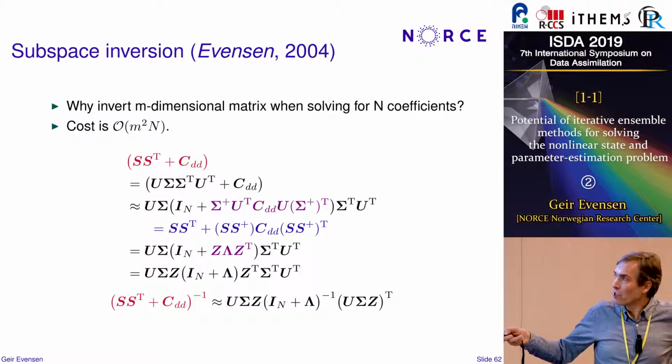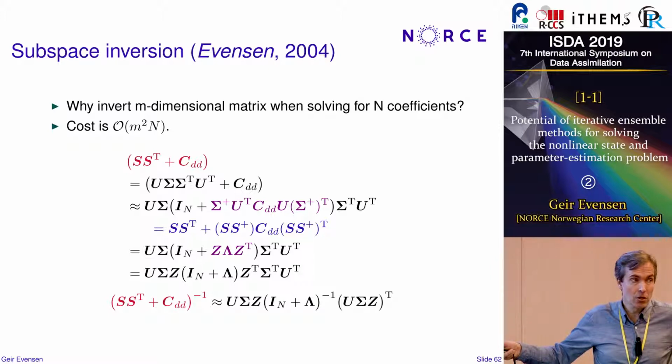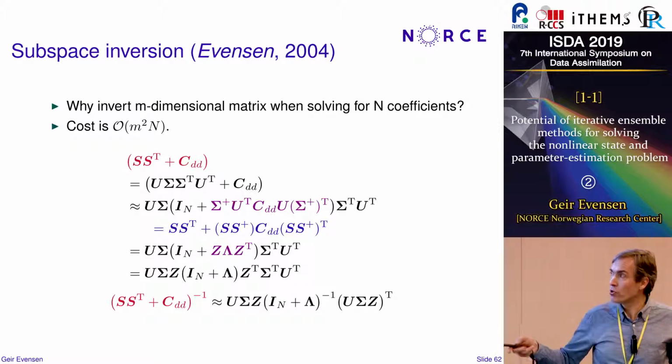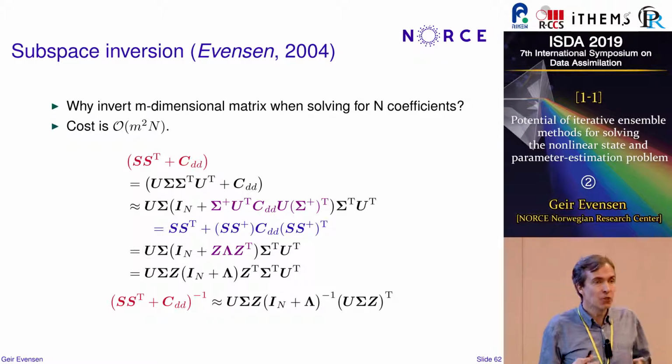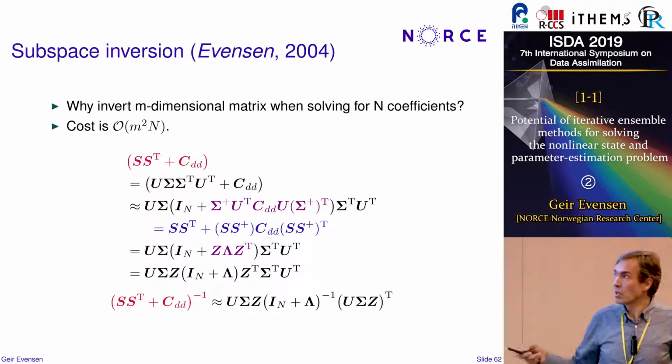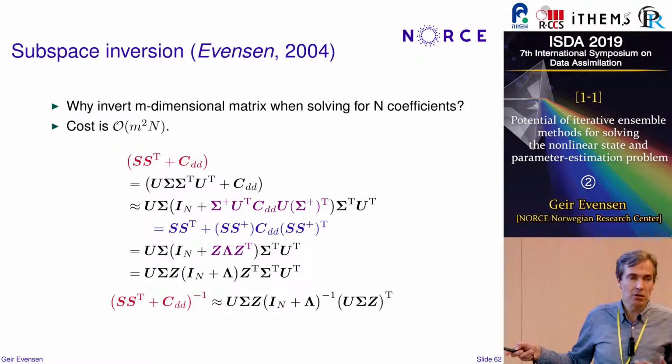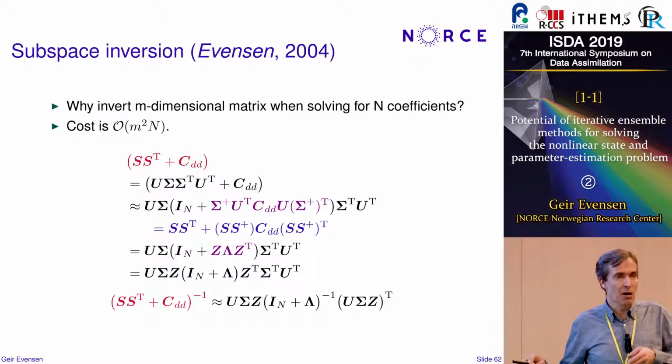And if you continue from here, you end up with a really simple equation where the inverse of this one can be written as this product here. And this inverse is just a diagonal matrix. And so you can compute this inversion quite efficiently. The biggest computation is up here, because you have to multiply with this m by m error covariance matrix. So in this case, it's m squared times the number of realizations.